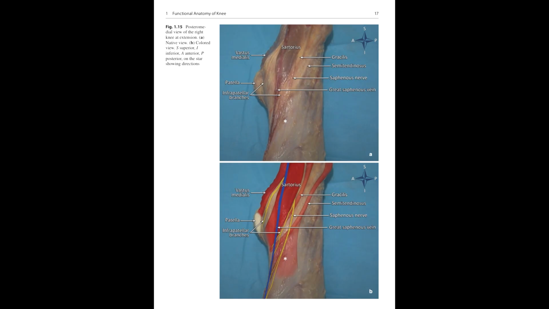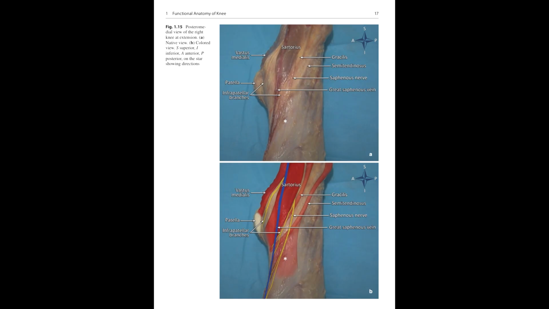At the front, you can still see the patella, with the infrapatellar branches extending across the skin and subcutaneous tissue. These little nerves are branches of the saphenous nerve, and they provide sensation to the anterior and medial knee. As I mentioned before, they are often at risk during surgical incisions around the knee, sometimes leading to numbness or even painful neuromas.